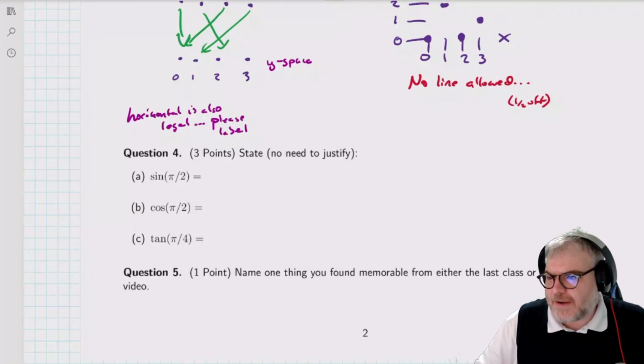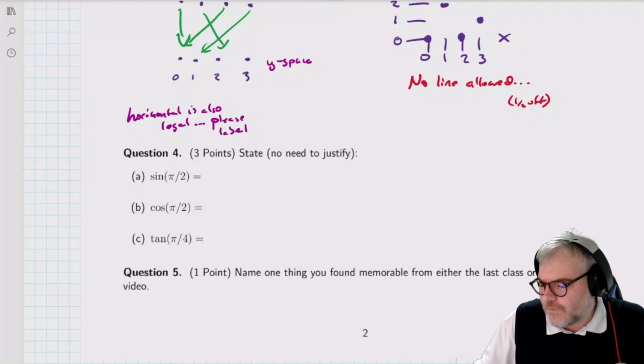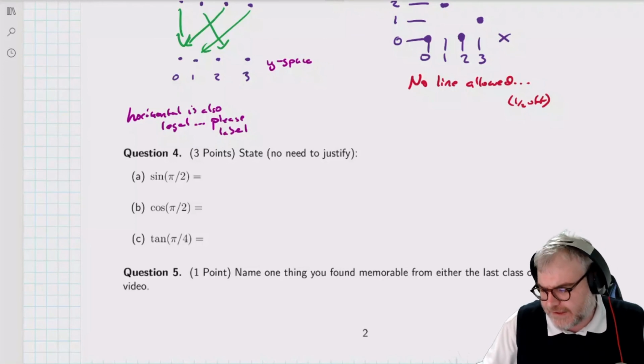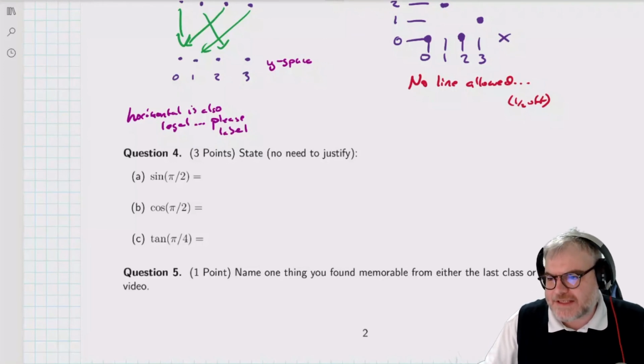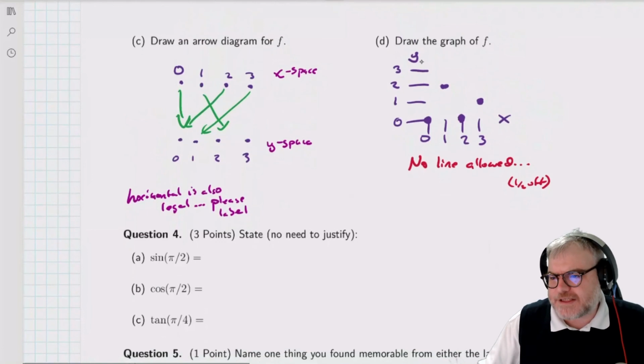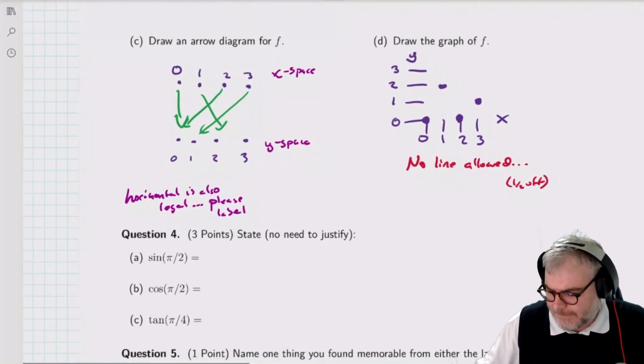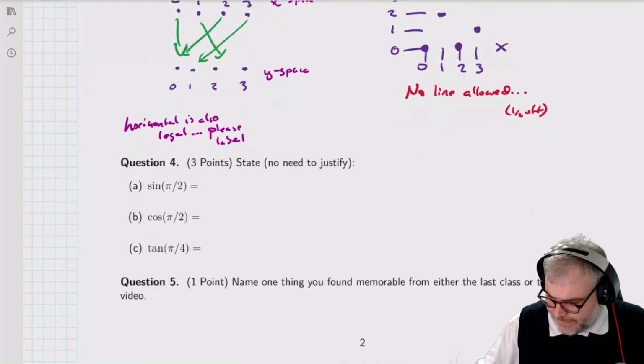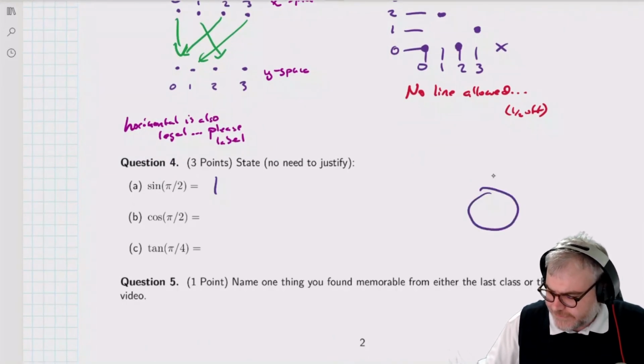What is the sine of pi over 2? If your X space only goes so far, that's fine. Wait, no, your X space has to go the whole way. If your Y space is missing a value, that's okay. The unused value, that's okay. Sine of pi over 2 is 1. What is sine? Sine is the northiness. Pi over 2, my northiness is 1.